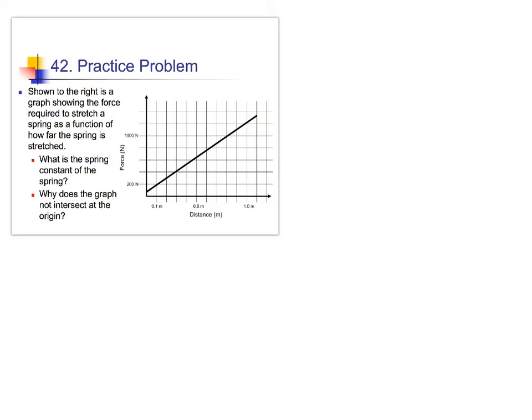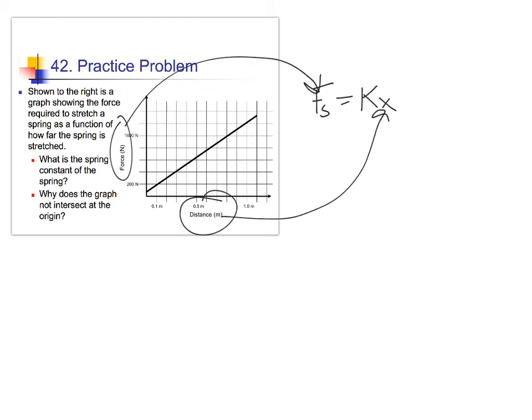Moving on to our last spring problem. So we have a graph here showing the force required to stretch a spring a given distance. What we first want to do is figure out what the spring constant is. So I'm going to start with that known relationship, that force is equal to kx. So force is on the y-axis, as we see, and the distance stretched here is on the x-axis.